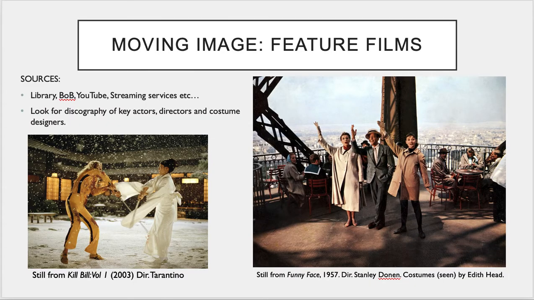And of course, a really important source for research is moving image. So moving image film emerges at the beginning of the 20th century, late 19th century, and very quickly develops as a hugely influential form of image making. So feature films, by which I mean fiction films, costumes, are first of all there to communicate character and plot. But they're also an essential part of the visual experience of cinema.